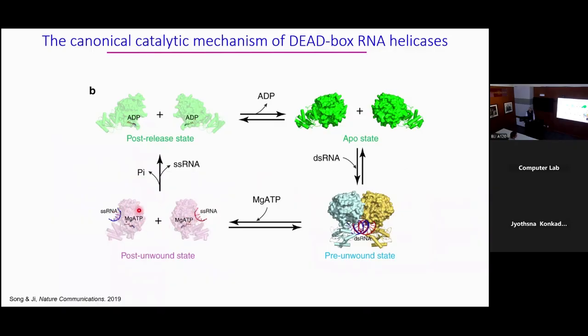The adenosine triphosphate is split. That's the energy source for this. And the inorganic phosphate and the single-stranded RNA are released. And then you have the protein with a product, adenosine diphosphate bound. That'll dissociate, and then we start the cycle again.